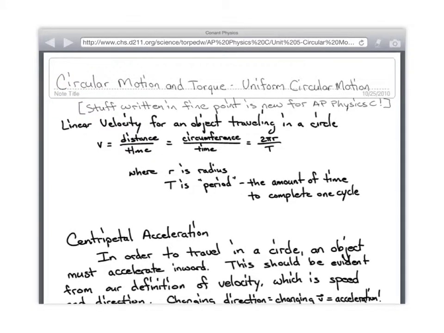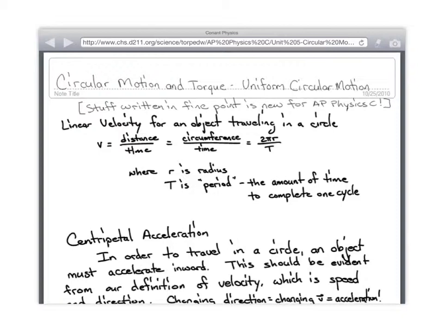Okay, so this is review. Everything that's in thick print you saw last year, and everything in fine print is new for this year. Basically I was too lazy to recopy all my notes, so I just cut and pasted. All right, ready? Here we go. First of all, if you're going around a circle, how far is all the way around a circle? What do we call that distance? Circumference.